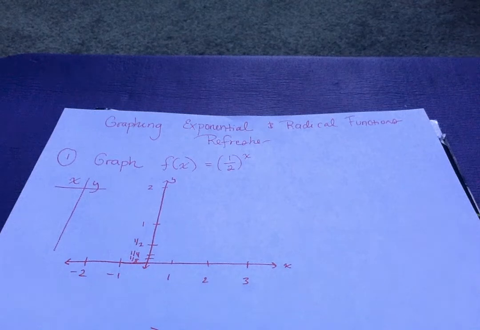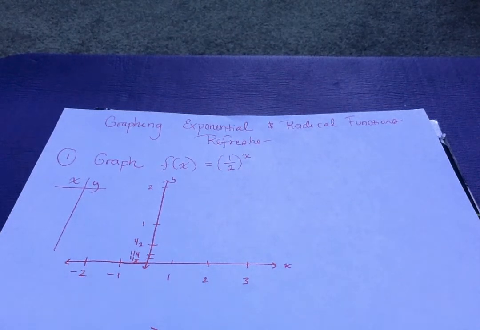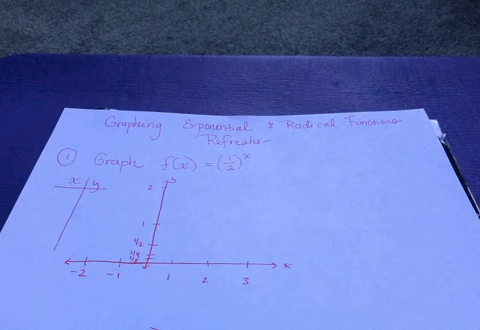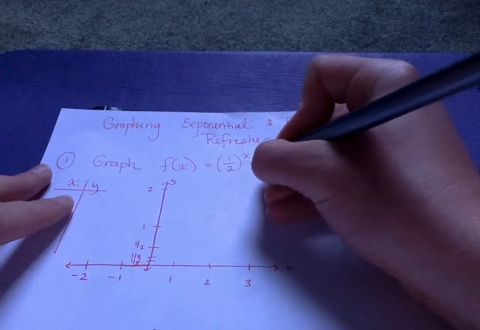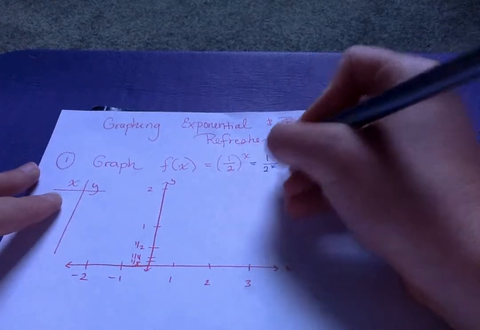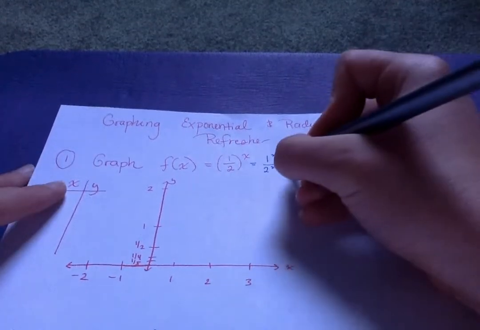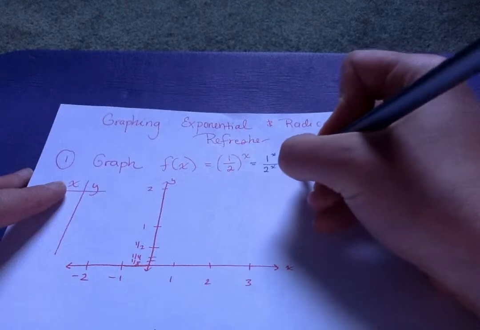All right, it's been a little bit of a while, so I thought we could use a refresher on graphing exponential and radical functions. So first off, we're going to graph f of x equals 1/2 raised to the x power. So that is the same thing as 1 to the x all over 2 to the x. But 1 to any power is going to be 1. So it's also the same thing as 1 over 2 to the x power.